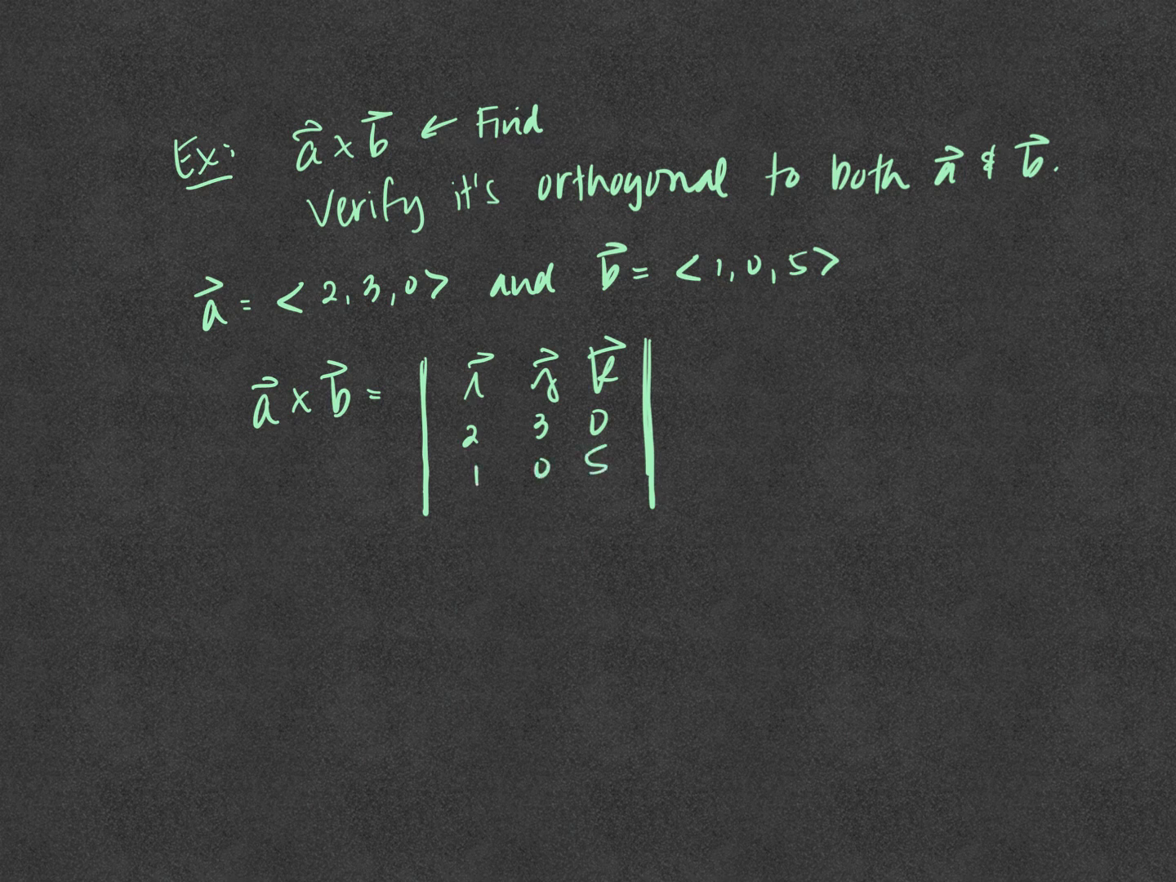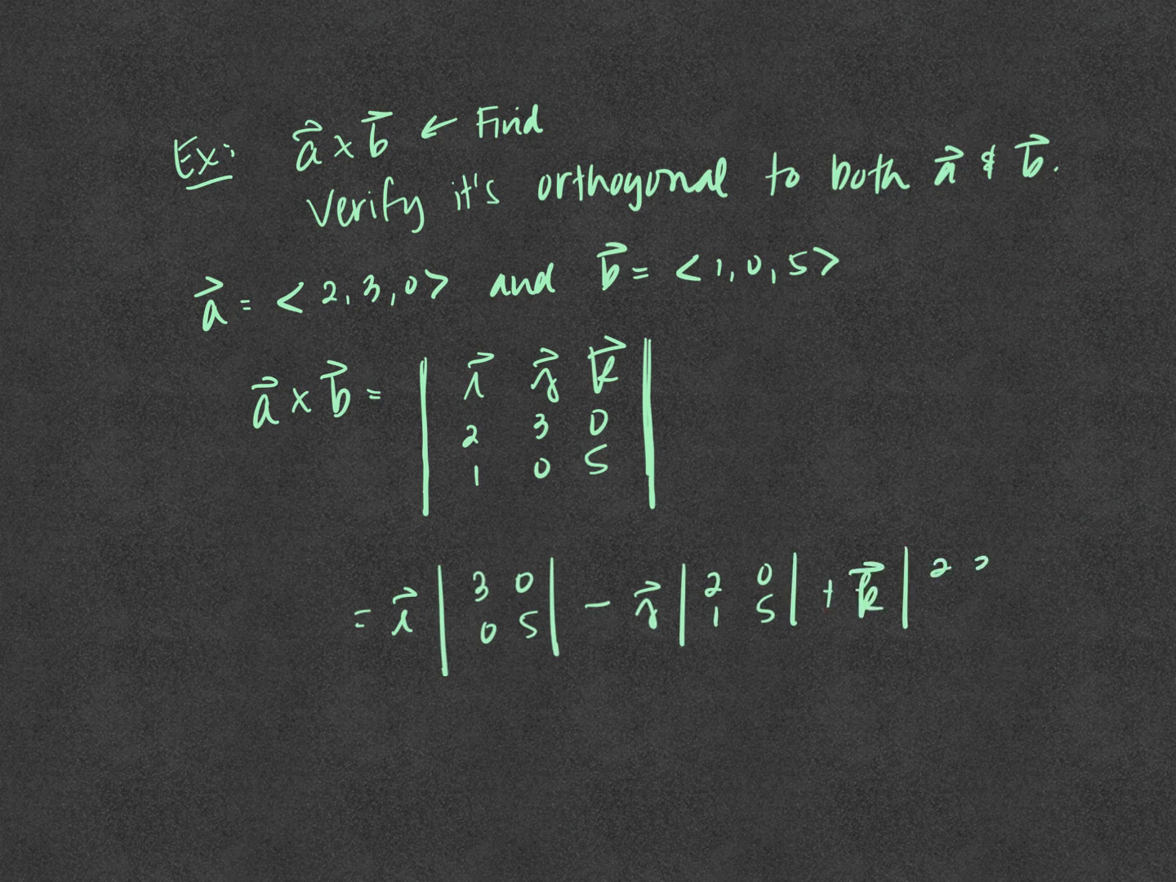So I filled in A and B, and we're going to write vector I times, we're crossing off the top row in the first column, so we have 3, 0, 0, 5, minus vector J, and we have 2, 1, 0, 5, plus vector K, and we have 2, 3, 1, 0. And now we're going to find the cross products.